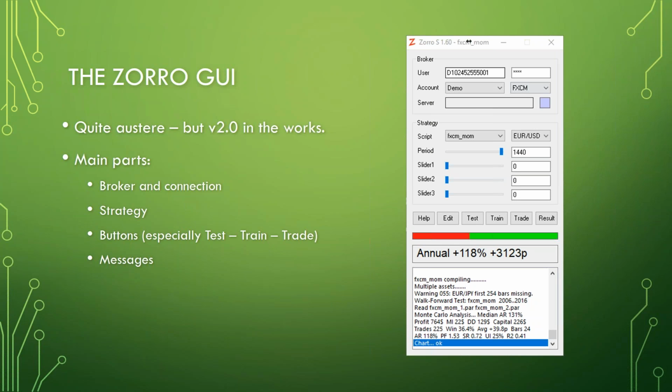The middle part of the interface is the strategy section, where you can select a script that contains the code for the trading algorithm that you want to simulate or trade. You can also select an instrument, a bar period, and there's some sliders there that you can set up to provide external input. There's a bunch of buttons that are reasonably self-explanatory. Help opens the documentation, edit enables you to edit the currently selected script. Test runs a simulation. Train runs Zorro's optimization engine, which I'll demonstrate as well. And trade connects Zorro to a broker and begins trading the current script.